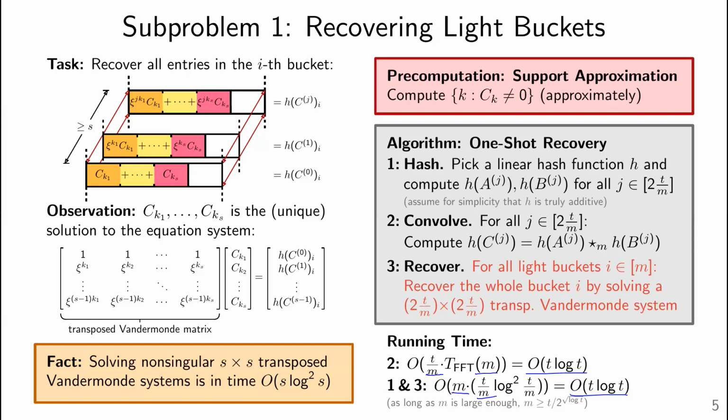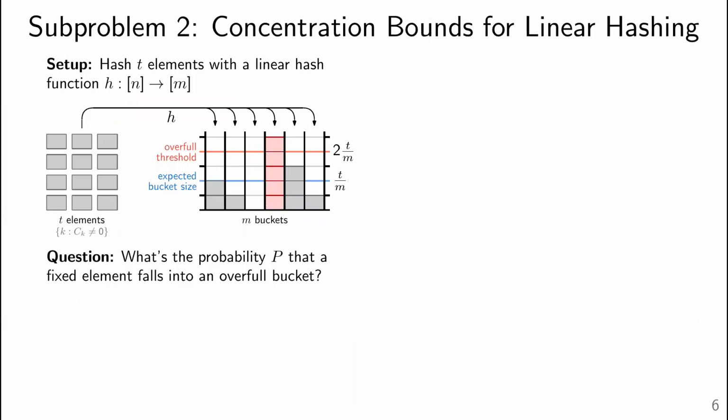Okay, so the algorithm correctly recovers all entries in light buckets, and it's efficient. Let me finally convince you that almost all entries fall into light buckets, thus completing the correctness proof of this algorithm. So here's subproblem 2. The setup on the left-hand side models exactly the situation in the algorithm.